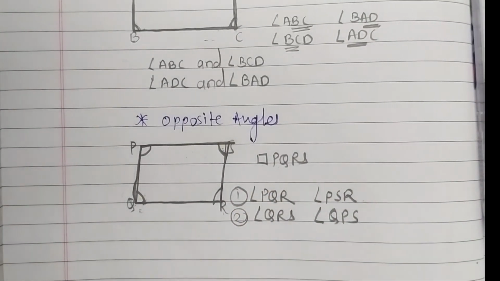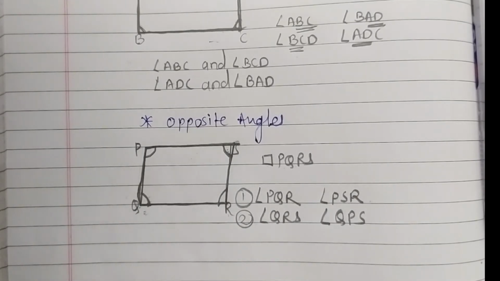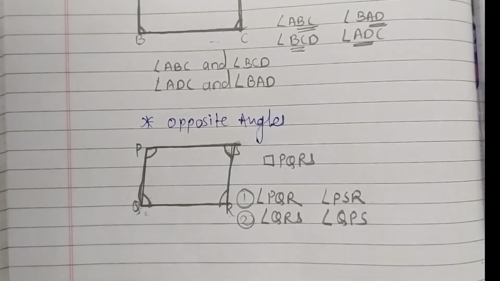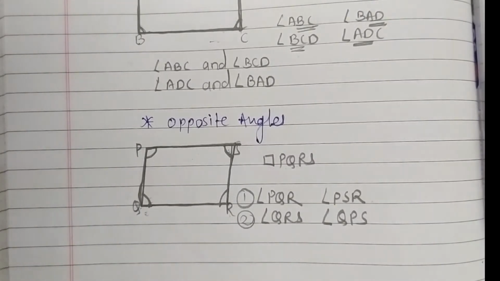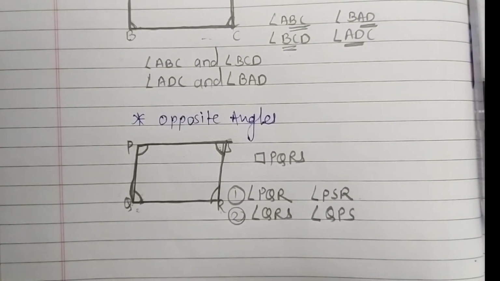The angles of a quadrilateral which do not have a common arm are called opposite angles of a quadrilateral. Opposite angles always have equal measure, or we can say that opposite angles of a quadrilateral are equal.